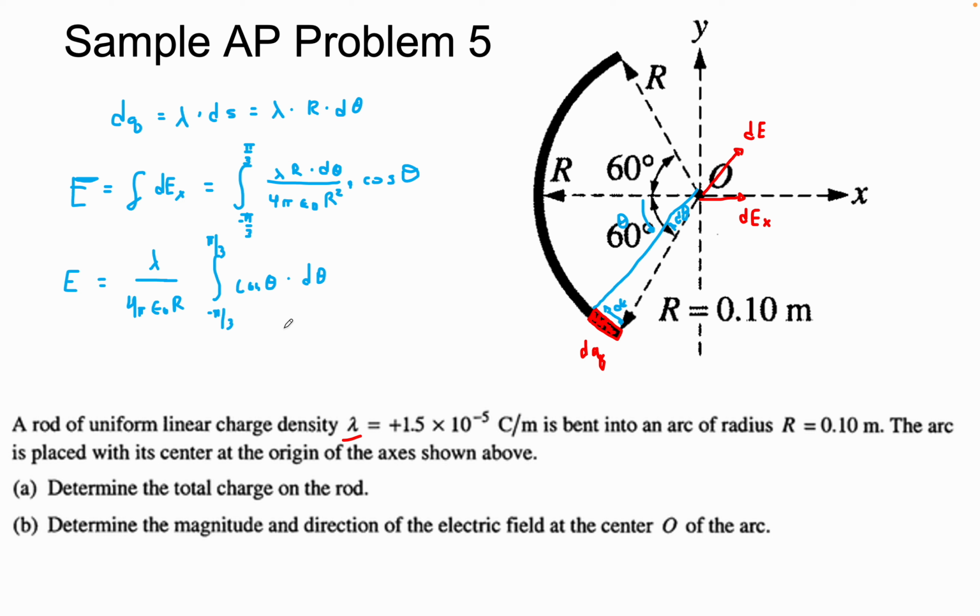Just off the top of my head, let's see, sine of 60 is root 3 over 2, minus a negative root 3 over 2 just gives us root 3. So the correct answer on this one should be root 3 lambda over 4 pi epsilon naught r. And you can actually plug in lambda and r and actually come up with a number in this case, which is kind of cool. Oh, I didn't do A. The total charge on the rod is just going to be the total arc length, which is going to be 2 pi over 3 times the radius 0.1, and that'll be the total length multiplied by lambda will give you the total charge. All right.